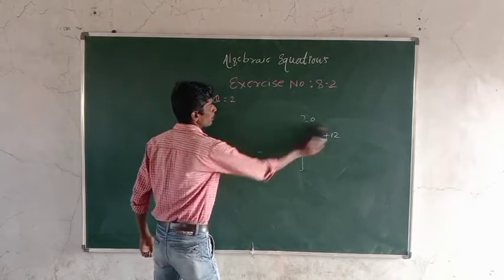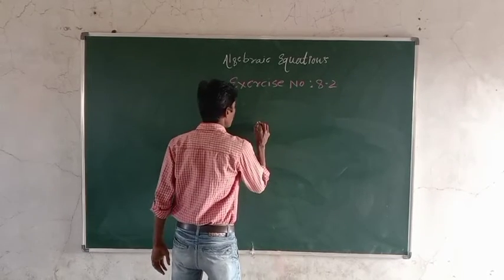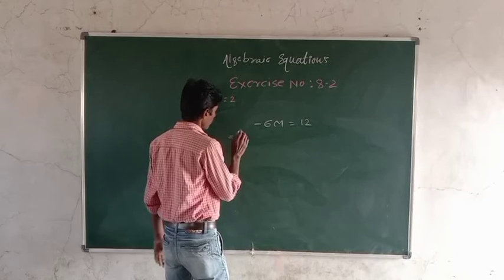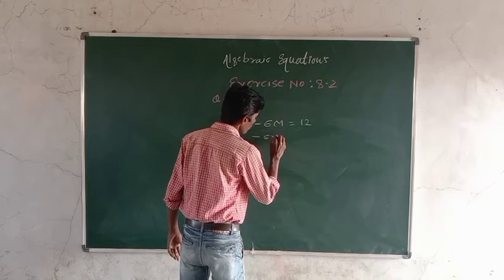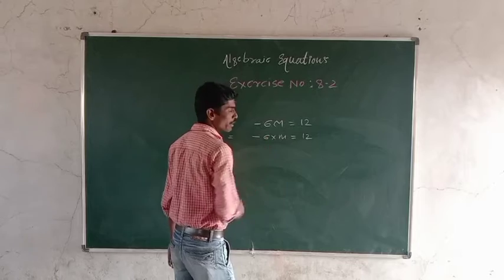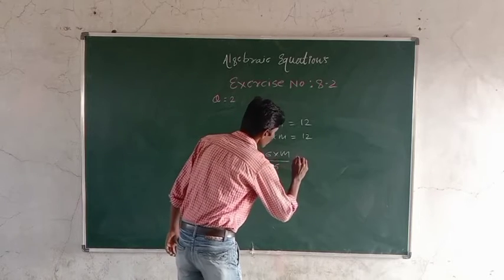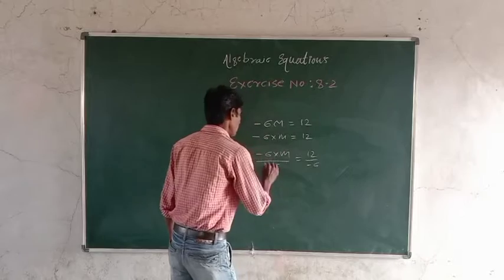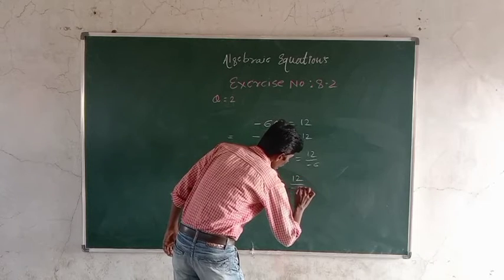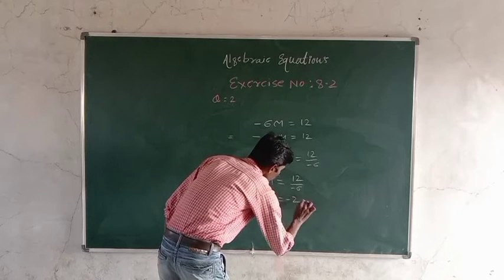Again, we will take one example. Minus 6m is equal to 20. Minus 6m means minus 6 into m is equal to 20. So we have to remove this minus 6. So minus 6 into m divided by minus 6 is equal to 12 upon minus 6. Minus 6, minus 6 will be cancelled. So m is equal to 12 upon minus 6.